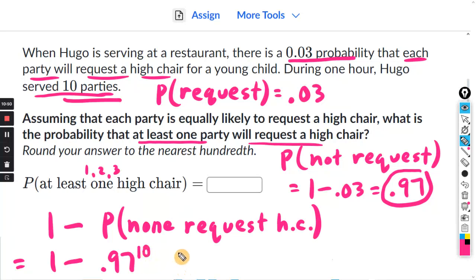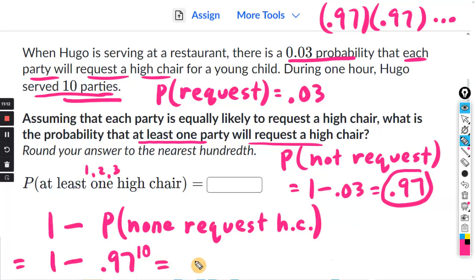All right. These parties are all independent, and the probability that you don't request is 0.97. So for each party that doesn't request it, it's just going to be 0.97 multiplied each time over and over again. Since there's 10 parties, you do it 10 times. So you just do it to the 10th power.